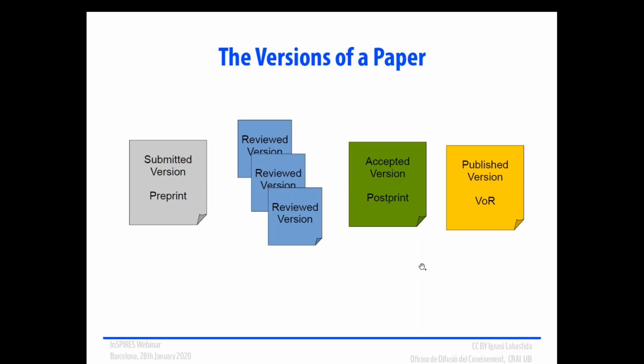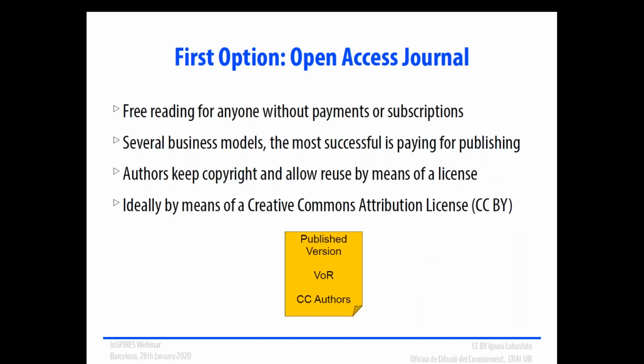So, as a researcher, what can I do? Well, the first option could be, let's find an open access journal. It will be free for reading for anyone. There will be no payments or subscription for readers. As I mentioned before, there are several business models, but probably the most successful is that I will have to pay for publishing. As I said before, most of the funders state that this is an eligible cost. The authors keep copyright, and the reuse is allowed by means of a license that ideally is the CC BY.